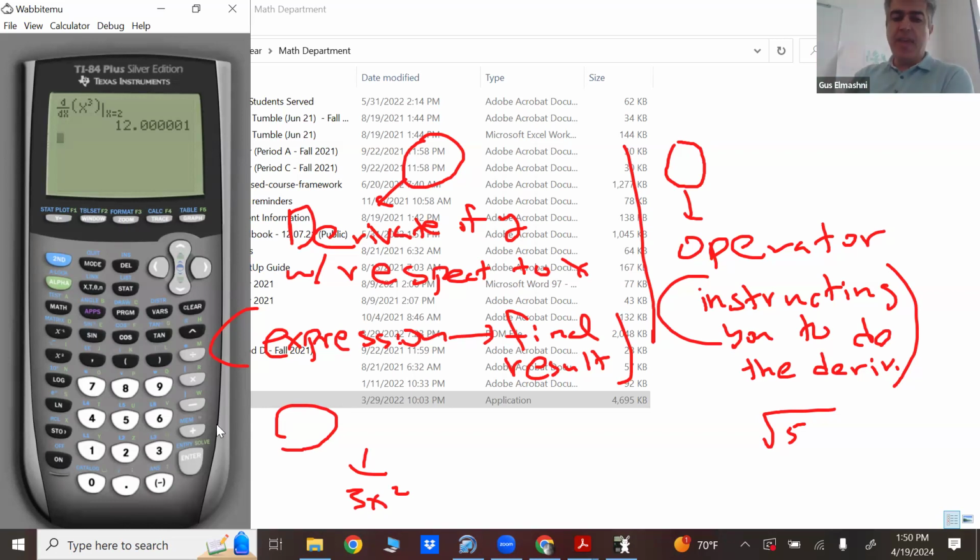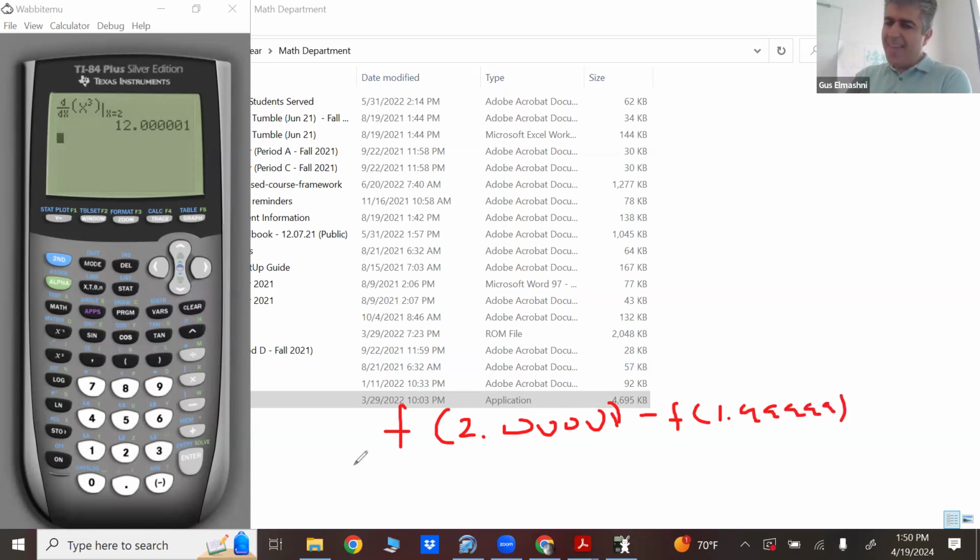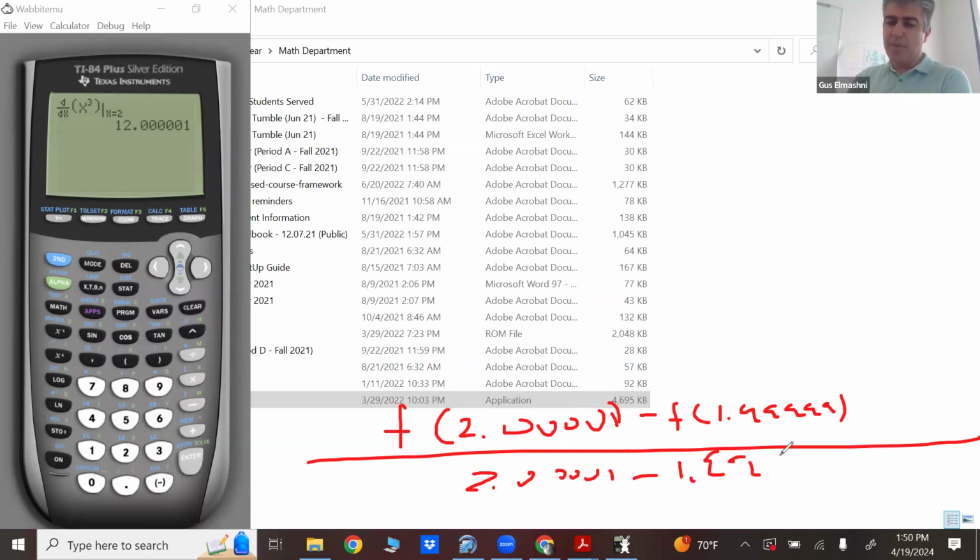So if I'm not mistaken, I think the algorithm is this. Let me clear this. I think what it's doing is f of 2.00001 minus f of 2, all over the small difference. I think it's doing something like that. I have to check my notes on this, but I think that's what it's doing. So it's giving an approximation, which is pretty darn close to the real thing. That's the algorithm it uses when it calculates the derivative in the calculator.